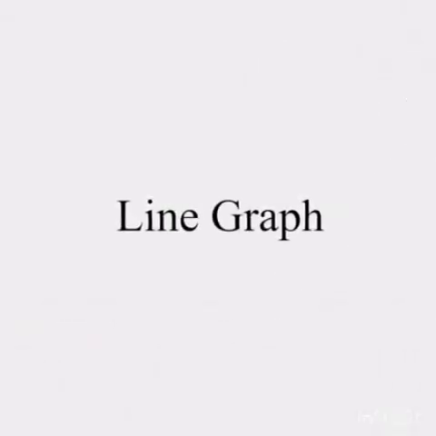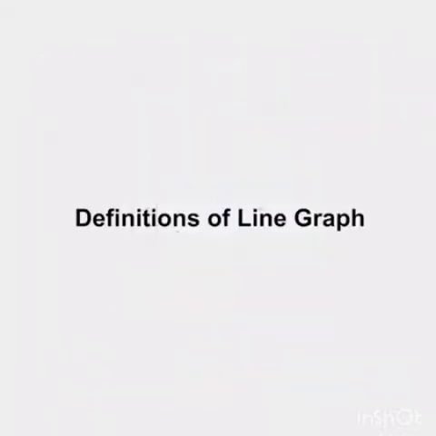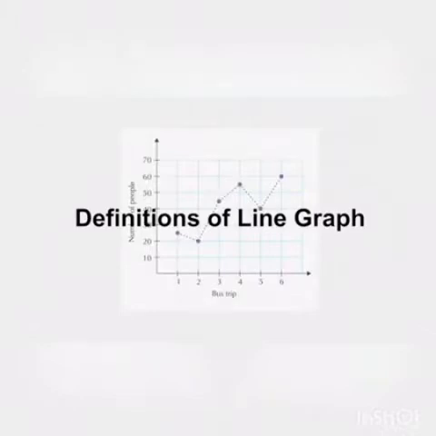I am Mega Melvina. I want to tell you about line graph. Definition of line graph. A graph is a type of chart used to show information that changes over time. We plot a line using several points connected by straight lines. We also call it a line chart.